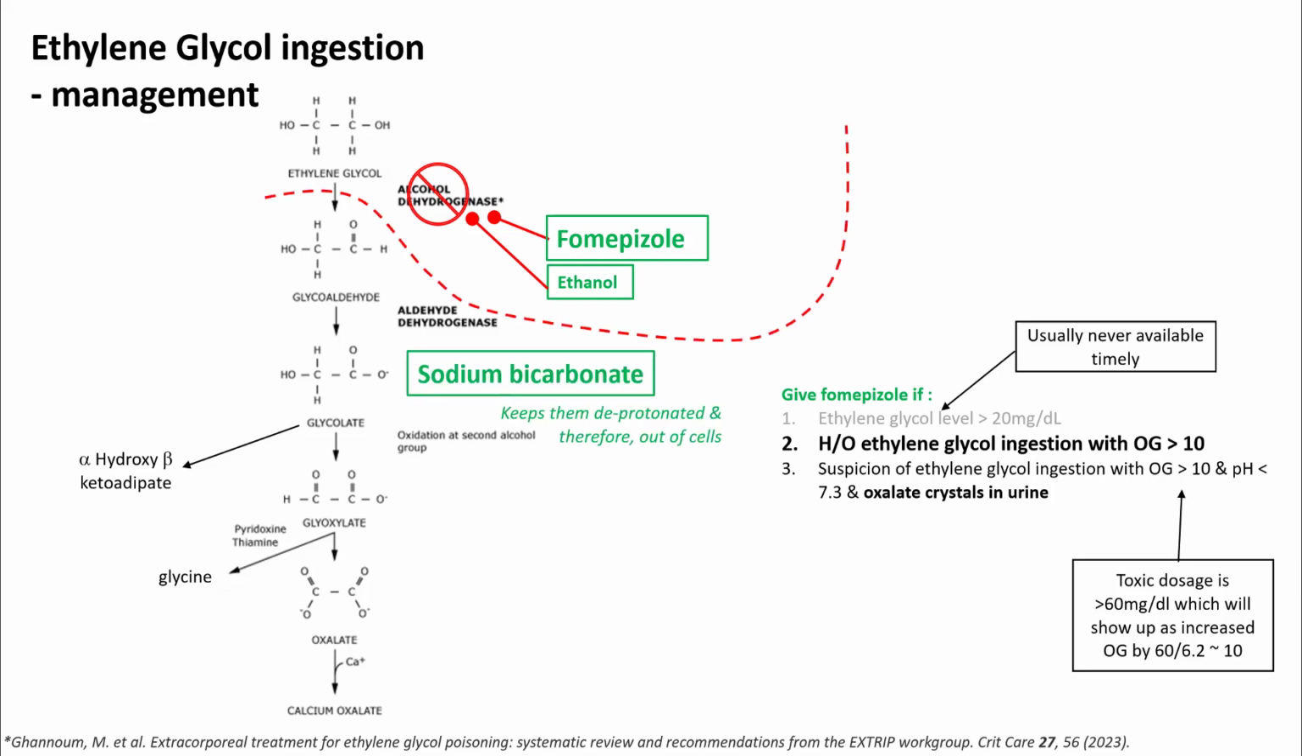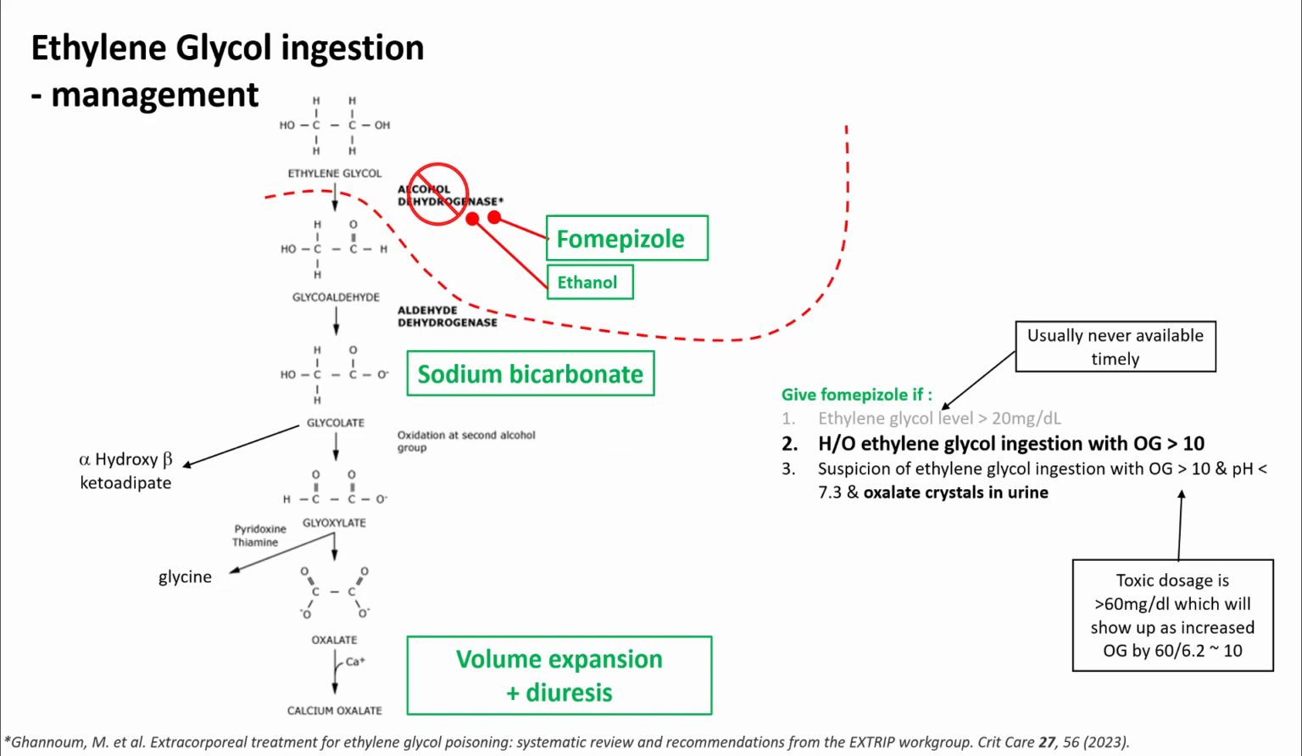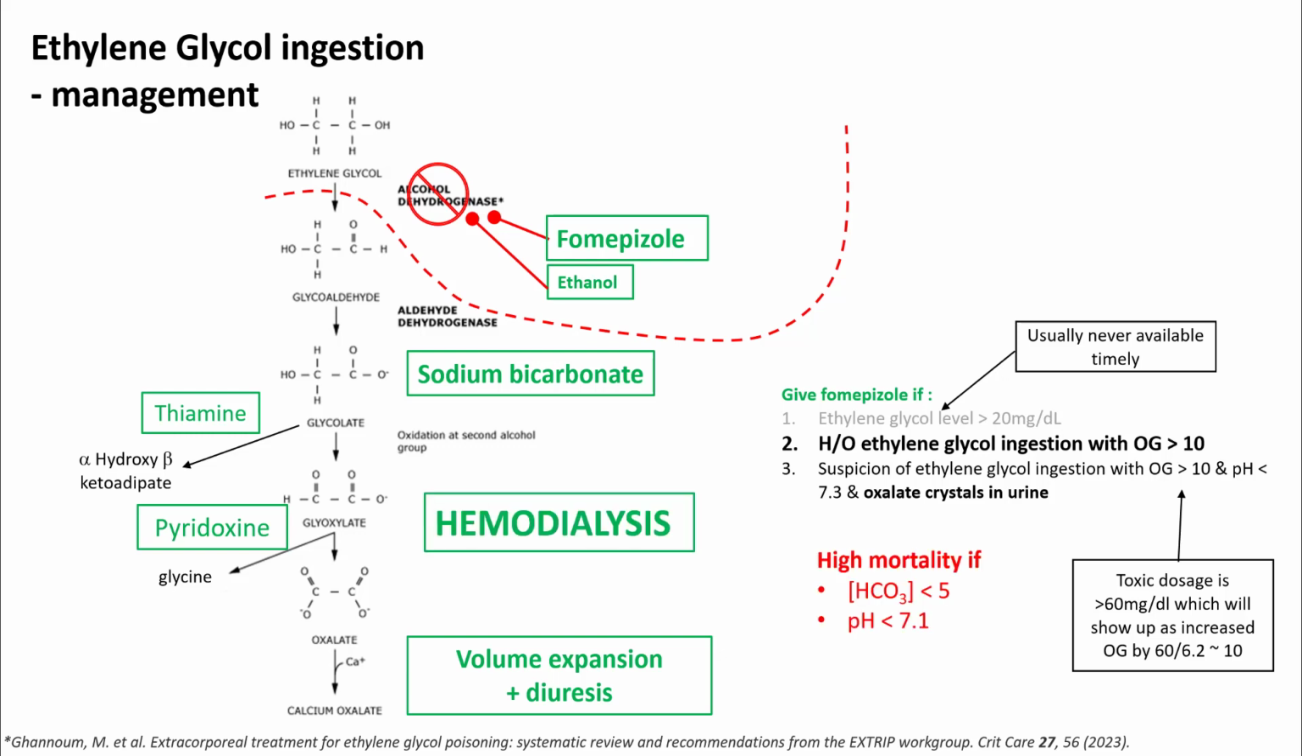Use your sodium bicarbonate. This will keep the acid in its ionic form and therefore out of the cells. To get rid of calcium oxalate crystals, use volume expansion and diuresis. Use thiamine and pyridoxine as these can help convert glycolate and glyoxylate into less toxic compounds. And finally, think about hemodialysis. Mortality is pretty high if your bicarb levels are less than 5 or pH is less than 7.1.